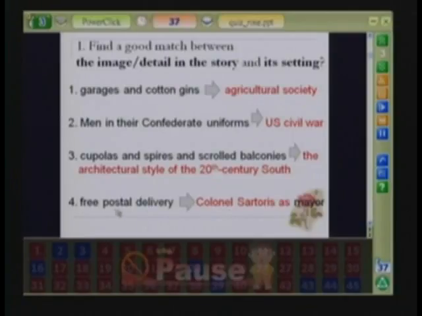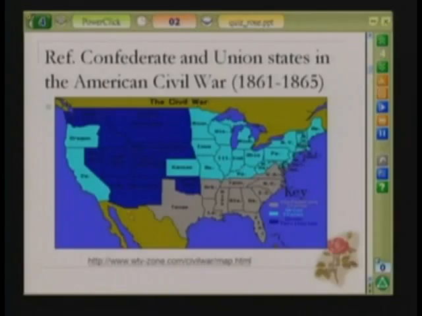Okay, the free postal delivery happens, I think to Emily's at least after the age of 40. So it must not be the Colonel Sartoris's generation. Okay, free postal delivery happens about 10 years before her death. So it's around maybe 1920s. Okay, so it's not the same period. Okay, this is for your reference.